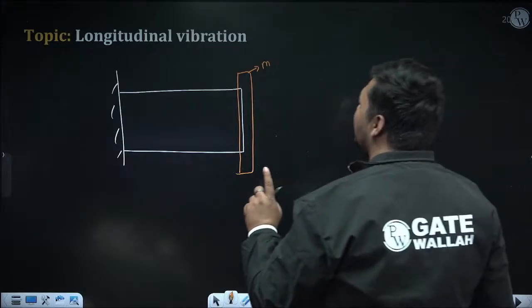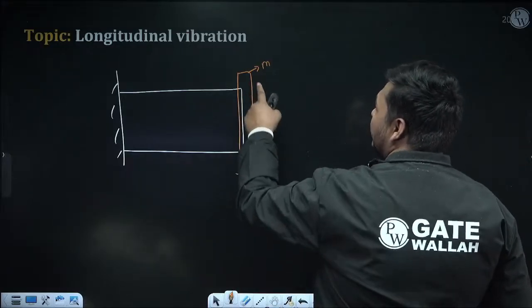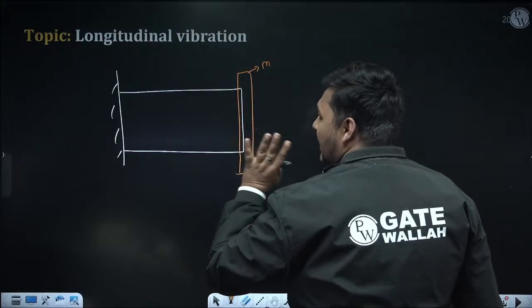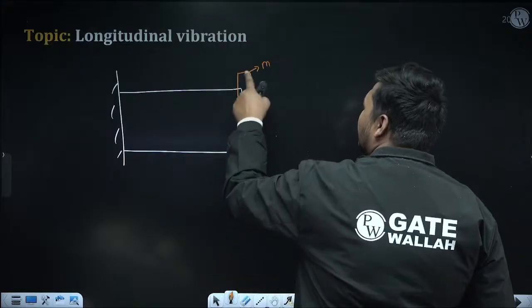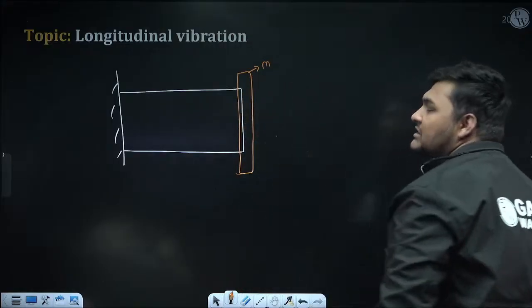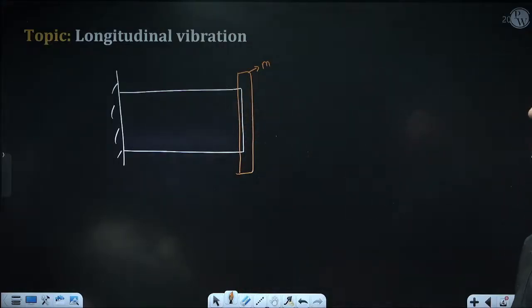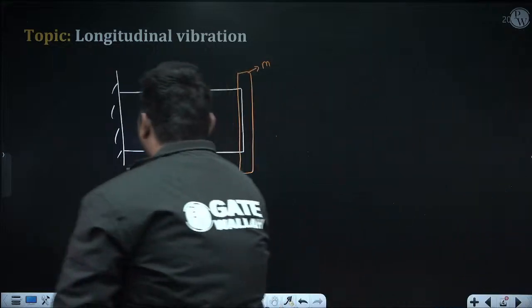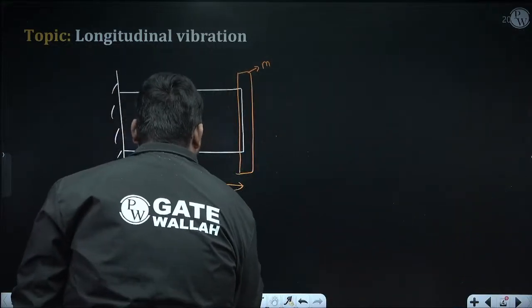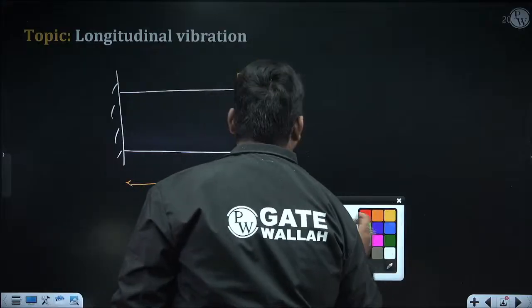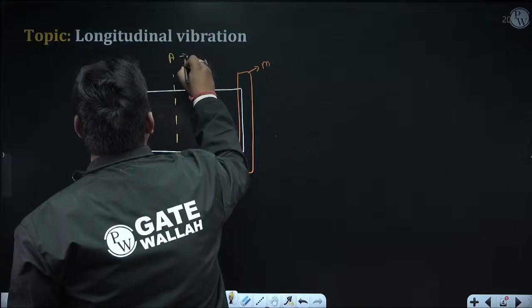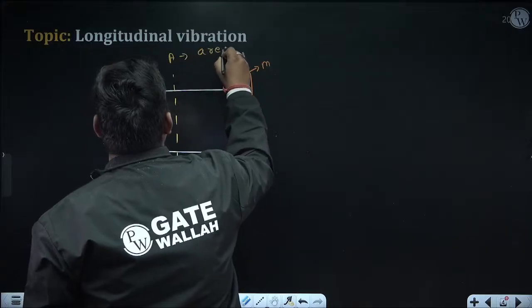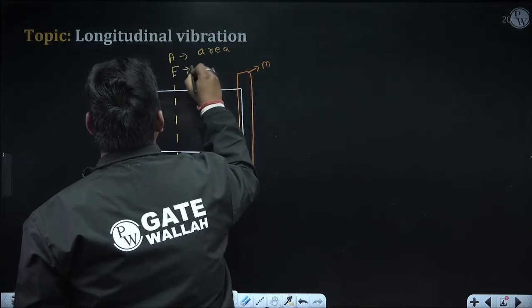So in a single degree of freedom system only one point mass will be involved, and the mass of the other parts will be negligible. So here the mass of the bar is negligible, and this rotor is involved whose mass is m, and it is a point mass. Now suppose the length of this bar is L. The cross sectional area of the bar is A, and the Young modulus of this bar is E.